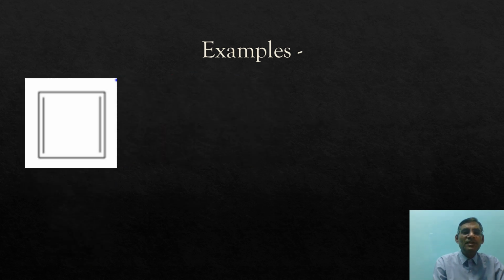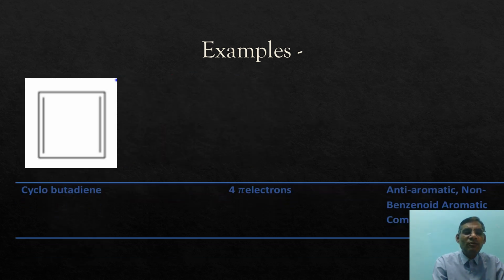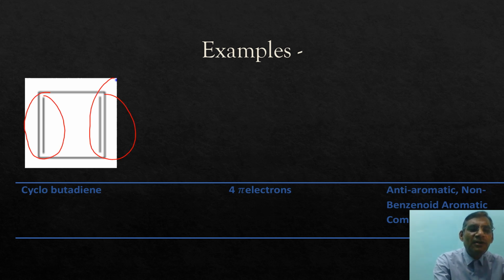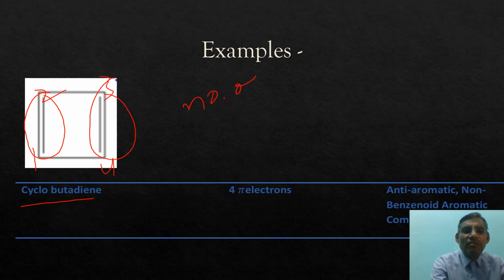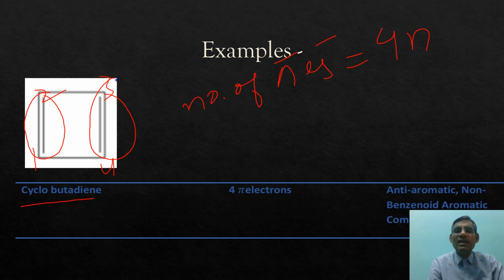Now see, this is cyclobutadiene, pi bond and pi bond. 1, 2, 3, 4. First carbon is having a double bond, pi bond, and third is also having a pi bond. So this is 1,3 conjugation. What is its name? Cyclobutadiene. How many pi electrons are there? Number of pi electrons is equal to 4n plus 2 or 4n. So 4n plus 2 won't be followed here.